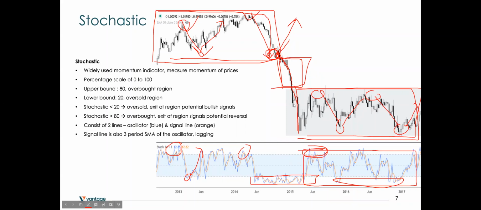I'll go through one way in which you can identify what is a valid range and what is a bearish or bullish market. So in a sense, when it's a bearish or bullish market, it will not work as well as when it's in a range.